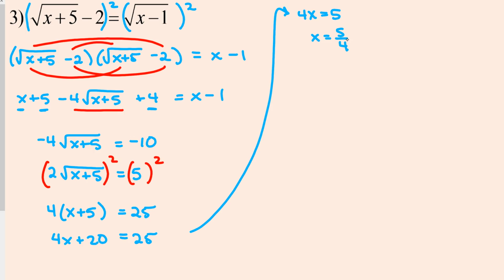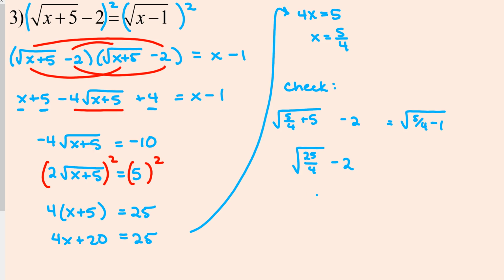Now remember that there is a possibility of extraneous solutions because we squared both sides of the equation. In fact, we did it twice. So we need to check our answer. So we have the square root of 5/4 plus 5 minus 2 equals the square root of 5/4 minus 1. Let's see here. The square root of 5/4 plus 5, that would be the same thing as the square root of 25/4, right?